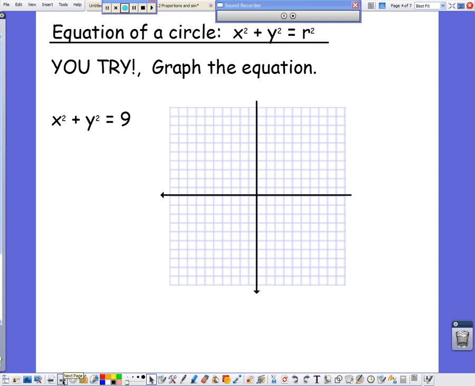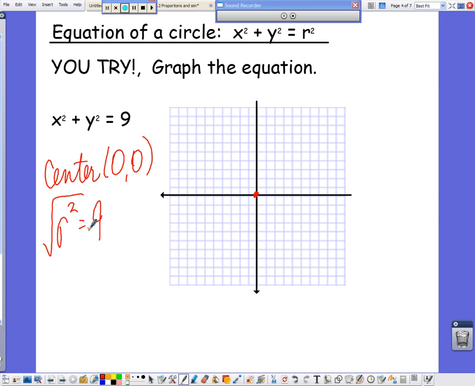All right, so let's take a look at this one. On this one, we're going to graph, remember, our center is at 0, 0. So 0, 0. And then r squared equals 9. So all I'm doing is taking the square root. So our radius is 3. So I'm going to go in each direction: 1, 2, 3. 1, 2, 3.